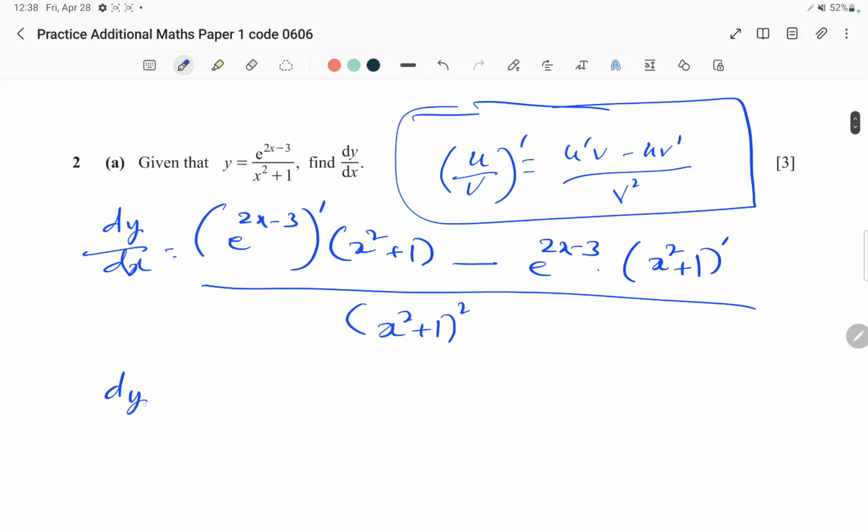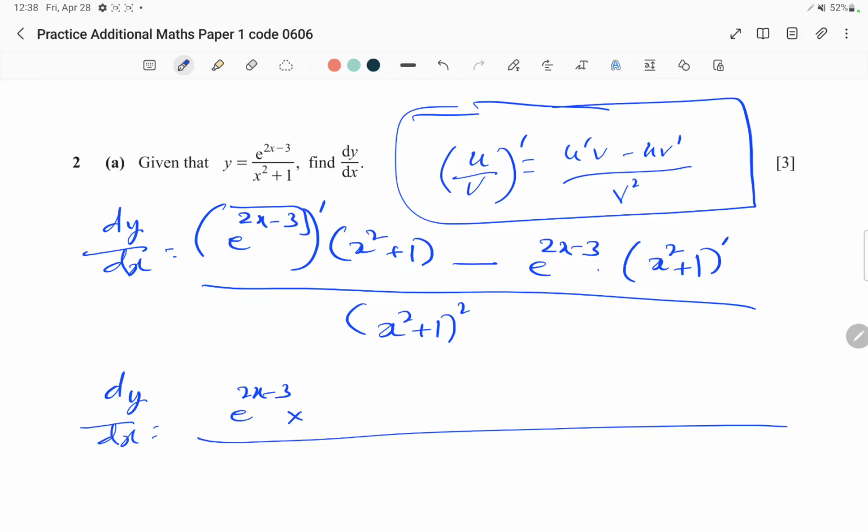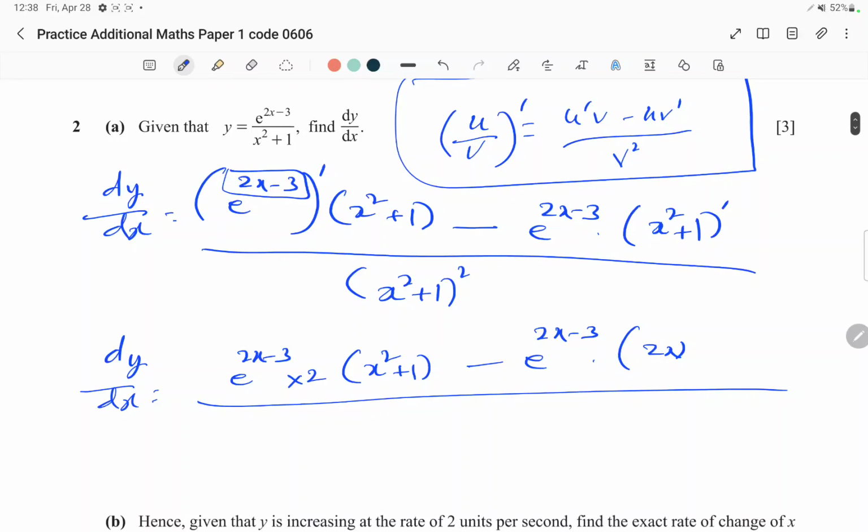And now I will write dy over dx equals e to the power 2x minus 3, then times, we have to differentiate this part, 2x minus 3. That's the chain rule we need to apply. So we can write 2 here, and then x squared plus 1 as it is. Then minus e to the power 2x minus 3 times x squared plus 1, the differentiation is 2x. And then the bottom is x squared plus 1 whole squared.